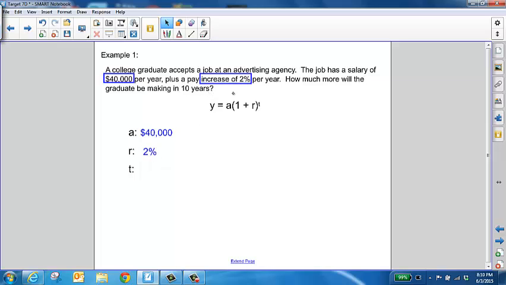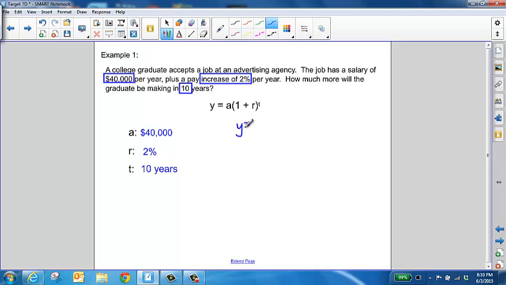Now the other thing about this is that keyword increase tells us that this is going to be exponential growth, which is why we are using addition in our exponential growth model. Now the last piece of this is the time. And the time is 10 years, so that's what we're going to use for t. So now it's really just a matter of writing our exponential function and then from there evaluating.